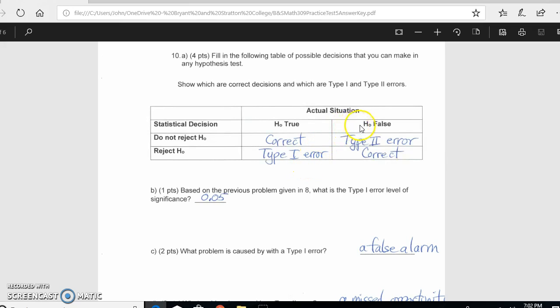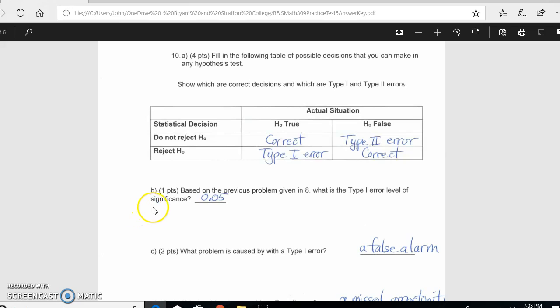And then over here, if the null hypothesis is false and we do not reject it, that's what we call a type 2 error. And if the null hypothesis is false and we reject it, which is what we ought to do, then that is a correct decision. So you're going to be given a table like this, and you're going to be asked to fill in these different decisions in the table.